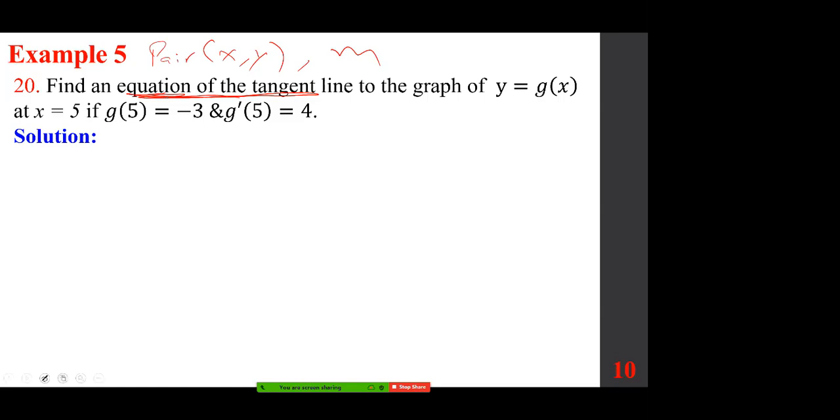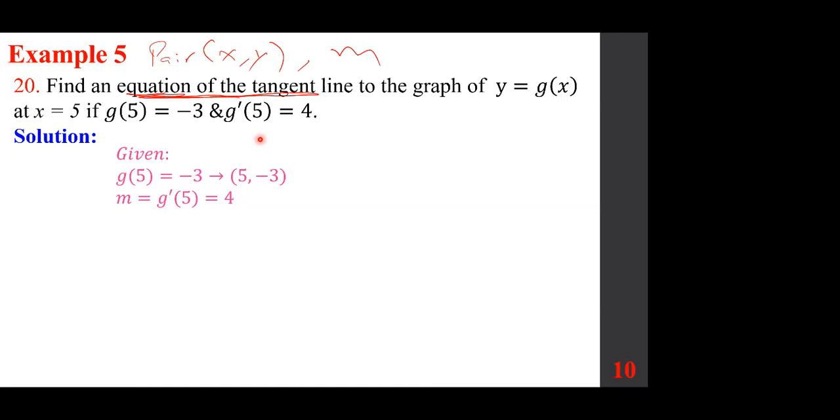So is the pair given? Take a look. g of 5 equals negative 3. That means when x is 5, y is negative 3. So this is your pair, everybody. At x equals 5, g prime of 5 is 4. So that's your slope. Now, y minus y1 equals m times x minus x1. The rest becomes elementary algebra. The point of this question: can I recognize my pair?